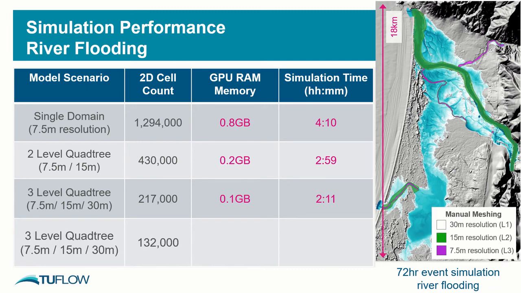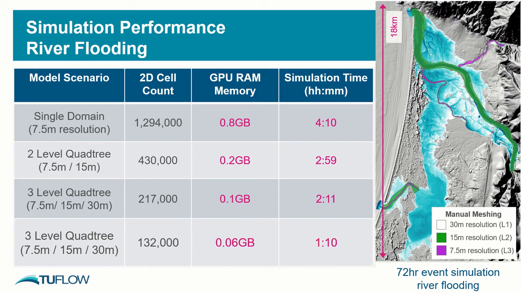In a real-world study, I'd be a bit more discreet in my nesting, so I've decided to give an example of that here, where I noticed that the 3-level nesting was perhaps overkill in the river. There was already enough cells across the river to adequately define that at a 15 metre resolution. So with that in mind, I used a 15 metre resolution through the river. In the smaller creeks, I used a 7.5 metre resolution, and then everywhere else remains at that coarsest 30 metre resolution. And in doing that, I've reduced the cell count down to 130,000.